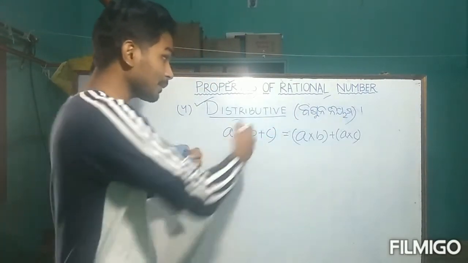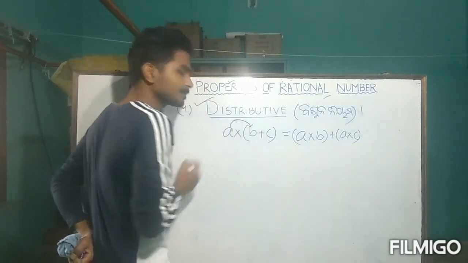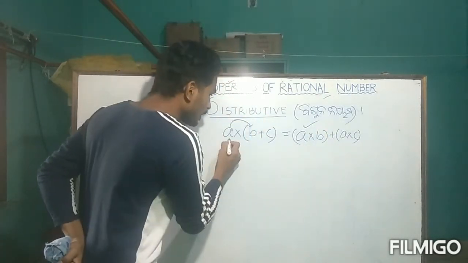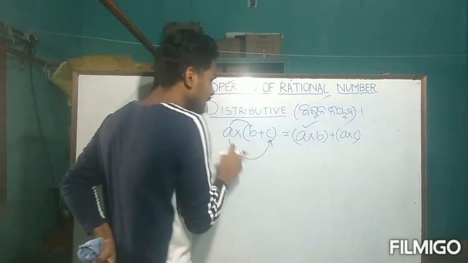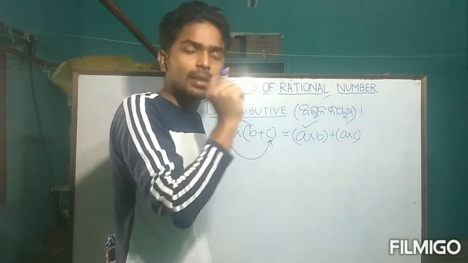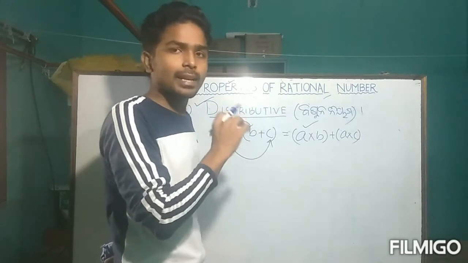How does it work? See it like this. We have to first multiply a into b. Okay, this term can be found. Then we have to multiply these two terms. First multiply a and b, then multiply a and c, and in between them we have to add a plus sign. Okay, so this is known as the distributive property of rational numbers.